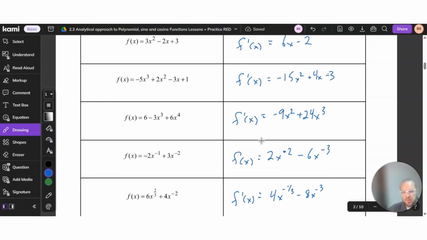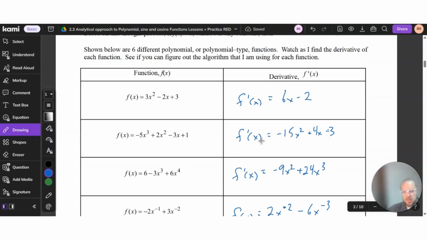So if we look at a couple of these up here, the 2 came down, multiplied by the 3 to give me 6x. 2 minus 1 is 1, so 6x. When we look at this one, there is a 1 here, so the 1 came down to give me negative 2, x to the power of 1 minus 1. Well, x to the power of 0 is just 1, so the x goes away entirely.